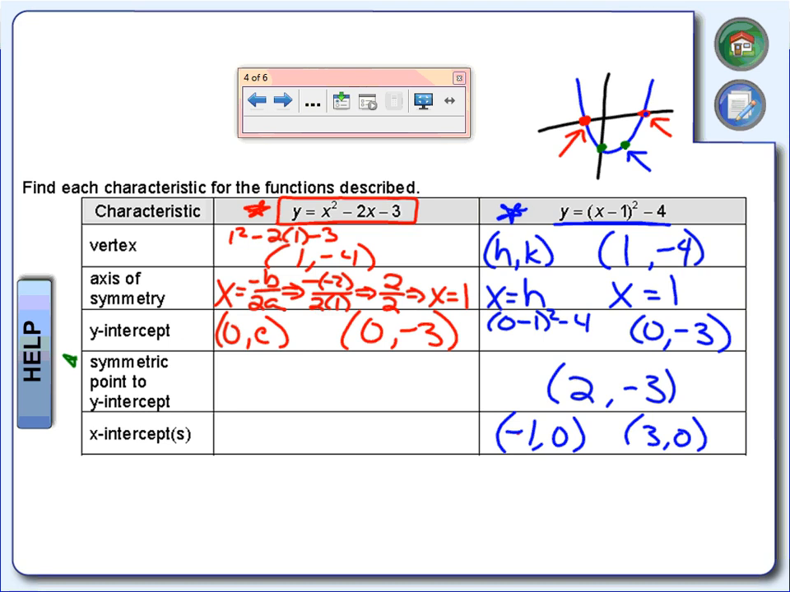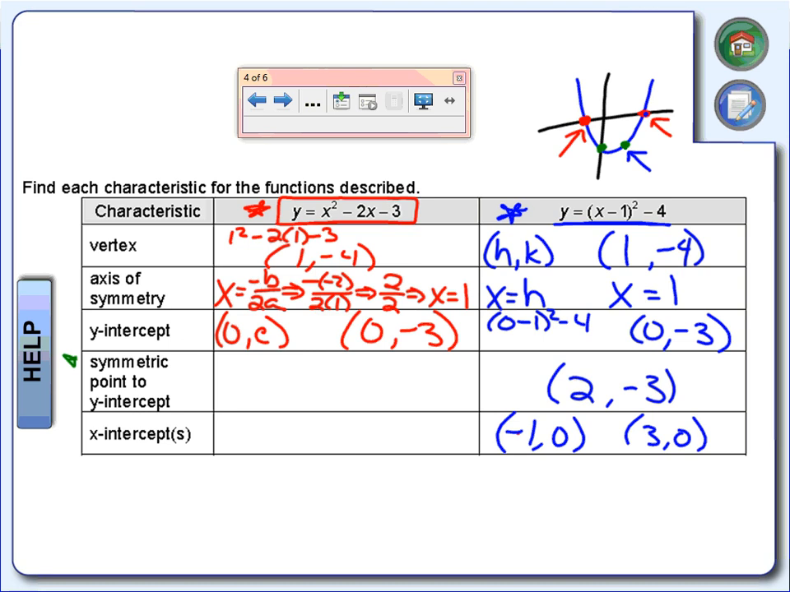Anybody notice anything about the vertex, the axis of symmetry, and the y-intercept? How do these two relate to each other, the vertex form and the standard form? Y'all notice anything? Look at the vertex on the first one. Look at the vertex on the second. They're the same. The axis of symmetry? They're the same. The y-intercept? They're the same. Why are they the same? Because they're the same equation. They're the same graph. They're just written differently, but they are the same equations.